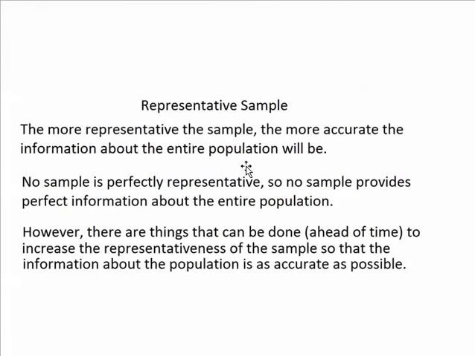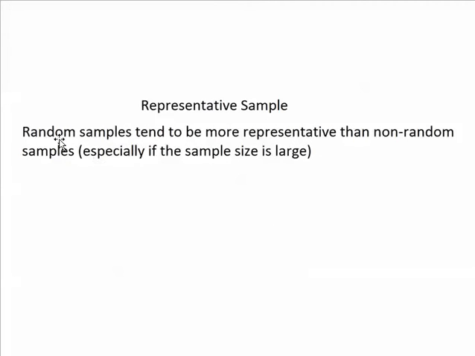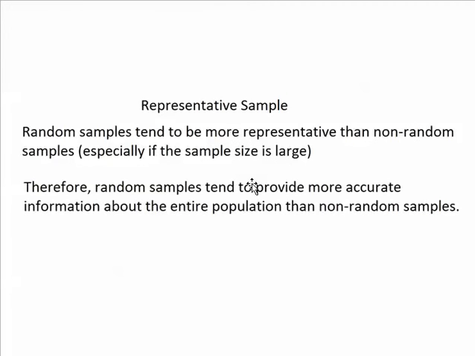And there are things that you can do ahead of time when you're planning your study to increase the likelihood that you'll get a highly representative sample and that you'll reach an accurate conclusion about the population. One thing that you should do if you want to get a highly representative sample is use random sampling, because random samples tend to be more representative than non-random samples, especially if the sample size is large. Therefore, random samples tend to provide more accurate information about the population than non-random samples do. That's because they tend to be more representative.